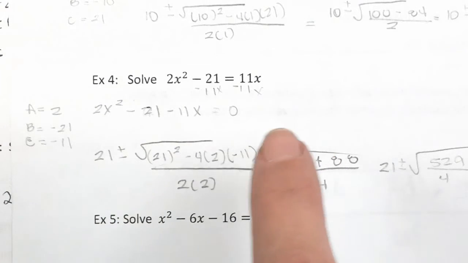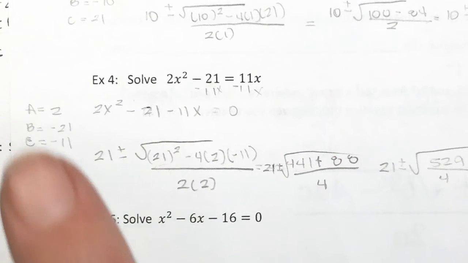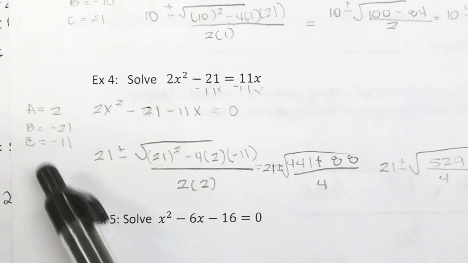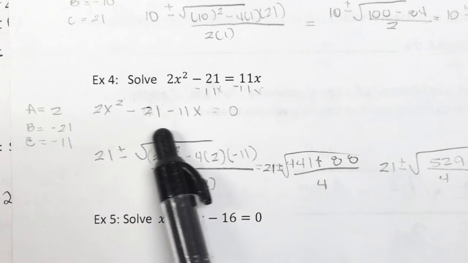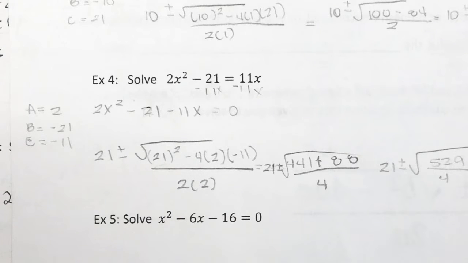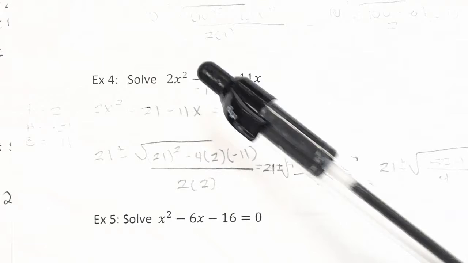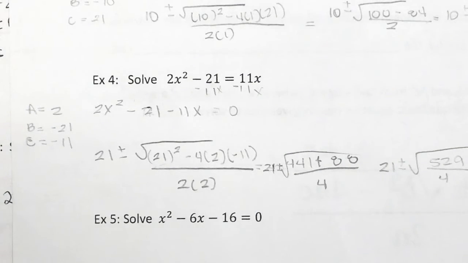Alright, so they moved the 11x by subtracting it. That was correct. Can everybody see that okay? So they said A is 2, B is negative 21, and C is negative 11. Where's the mistake at? Negative 11 is B, it's supposed to be B, not C. Good. When there's a number on this side of the equal sign, it doesn't mean that it has to be C. It could be A, B, or C.